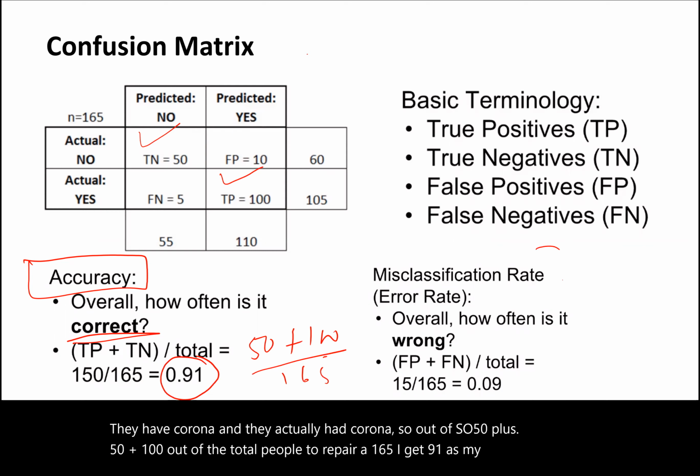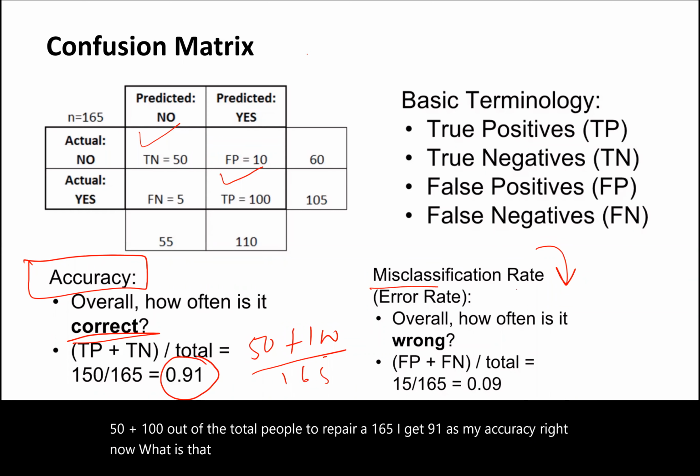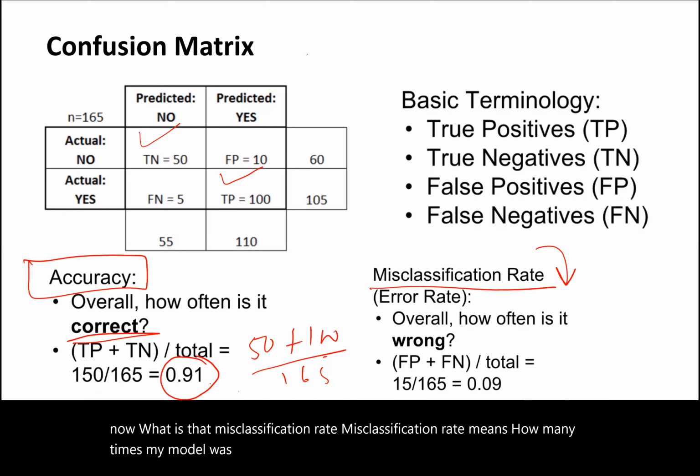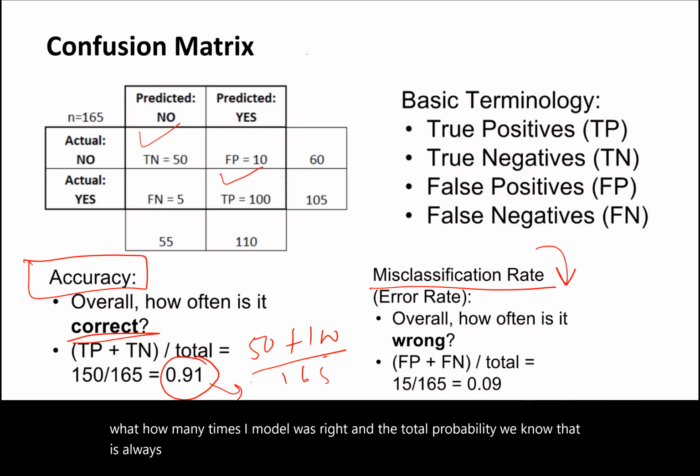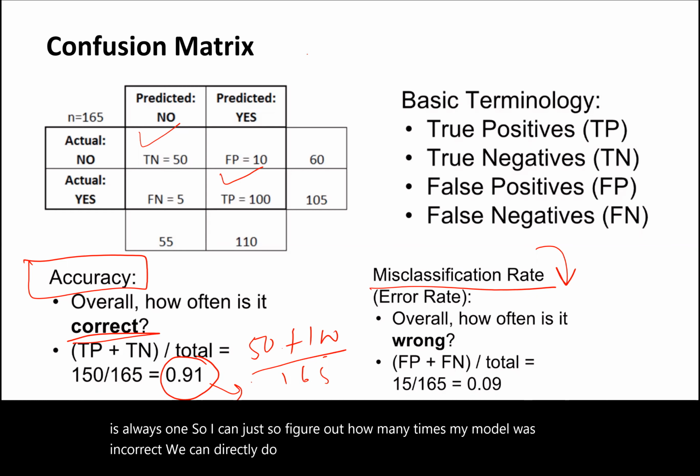Now what is the misclassification rate? Misclassification rate means how many times my model was wrong. You can directly count how many times my model was right, and the total probability we know is always one. So to figure out how many times my model was incorrect, I can directly do 1 minus 0.91, or I can follow this method.